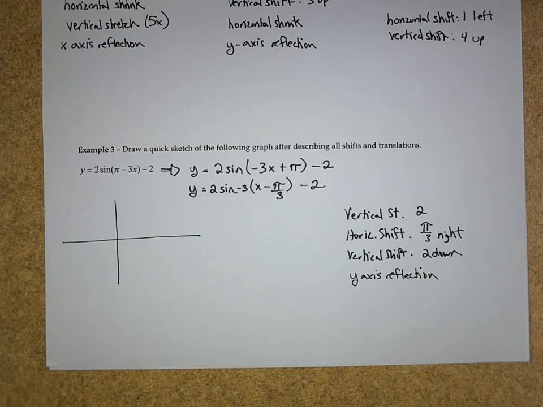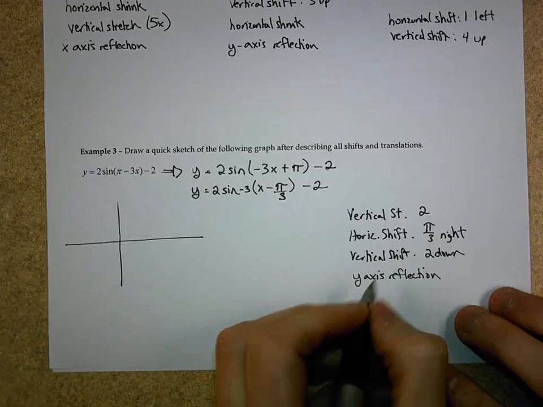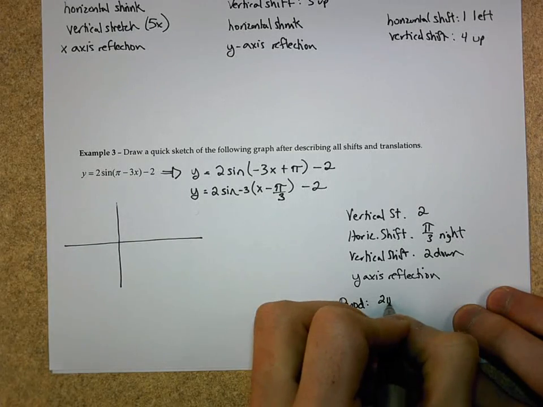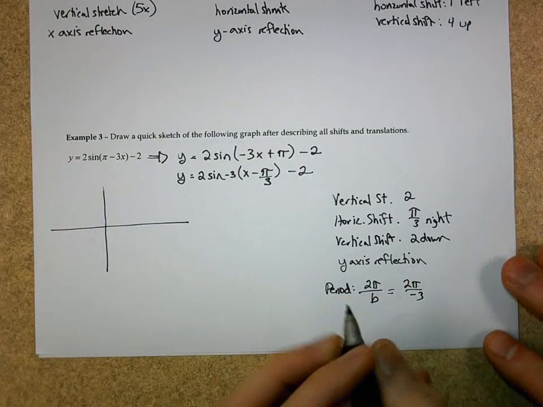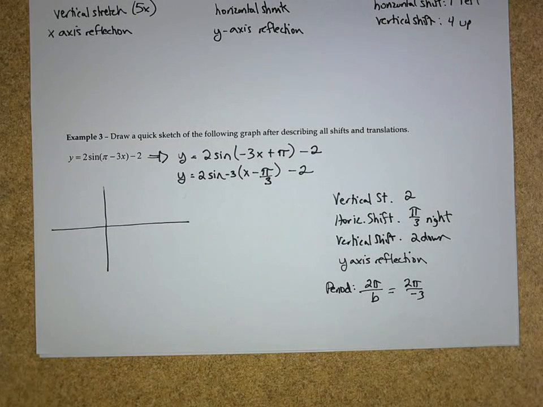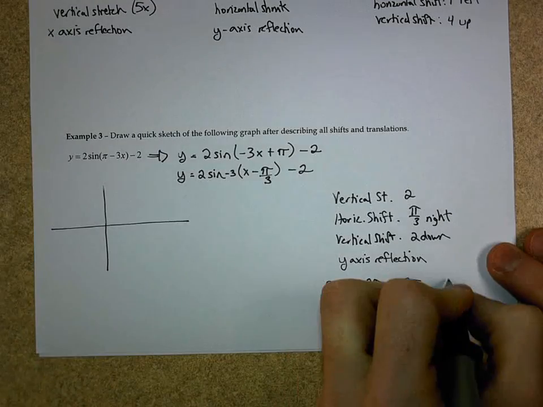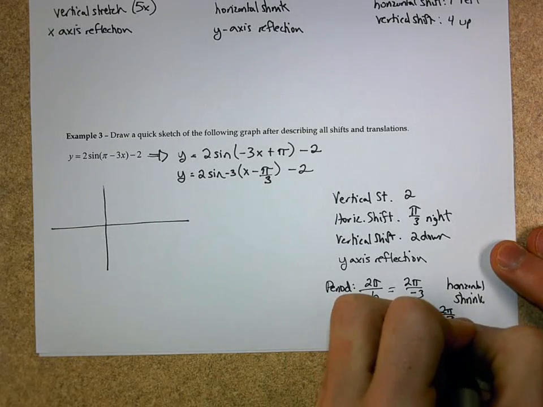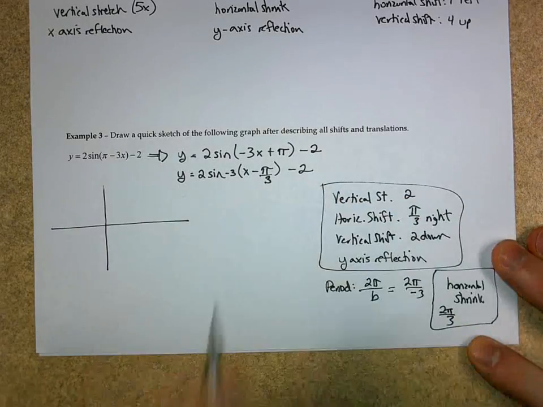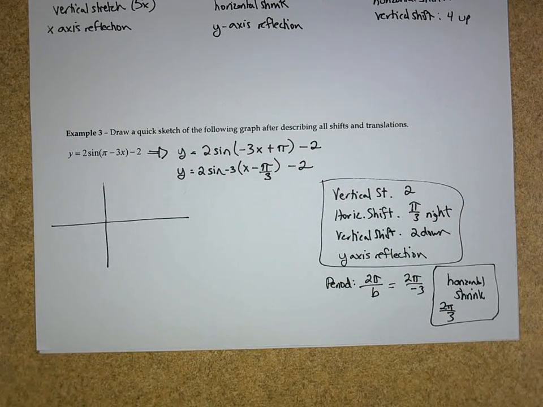And what else do we have here? We are going to have a horizontal shrink that we need to deal with, and that comes from the negative 3 that we factored out. We've got to look at that period. So for the period piece, we have 2 pi over b, and we had that b as being a negative 3. So we've got a period of negative 2 pi over 3, and that's going to be our horizontal shrink. We don't need the negative with that horizontal shrink because it's going to be the absolute value. Once again, that negative just indicates that we've got the y-axis reflection.